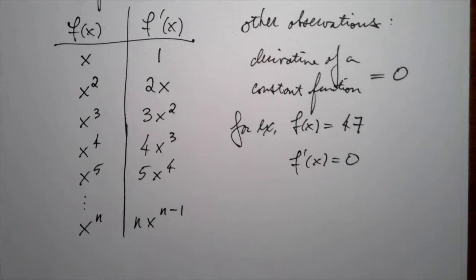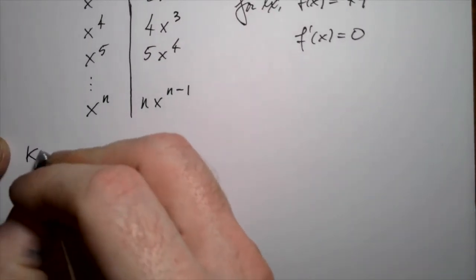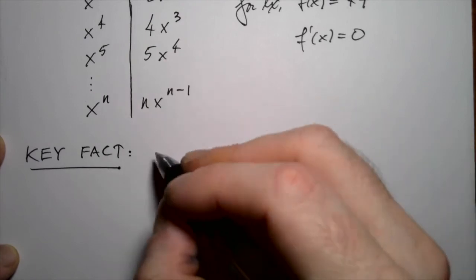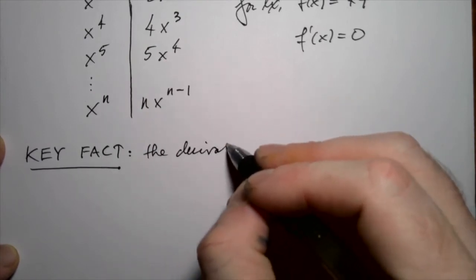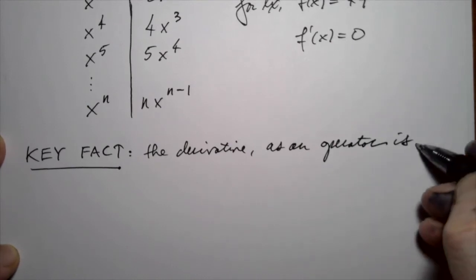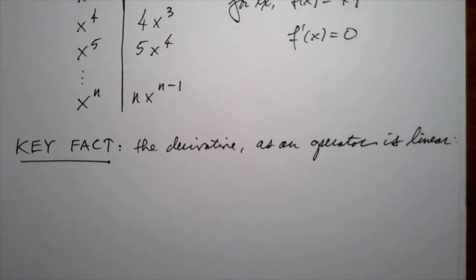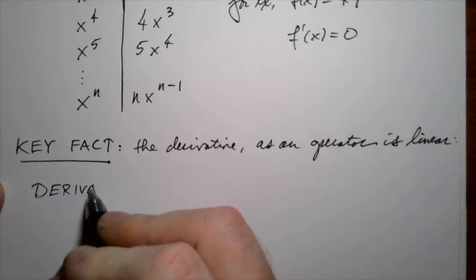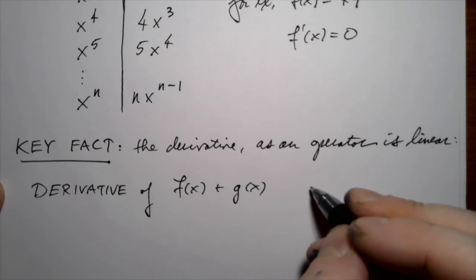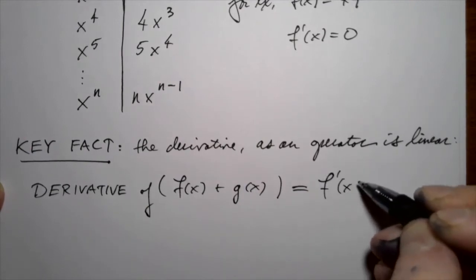Okay? And now there's one other key fact that we need to really start going to town, which is that the derivative is what's called linear. The derivative operator is linear. And that's some highfalutin mathematical statement. What exactly does that mean? What I'm trying to say is that the derivative of a sum of two functions is just the sum of the derivatives.